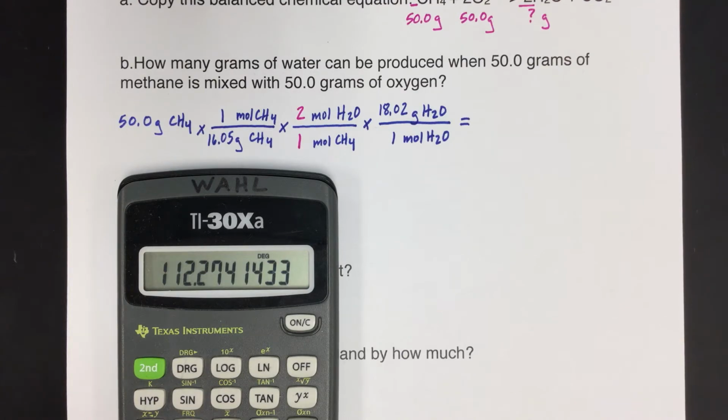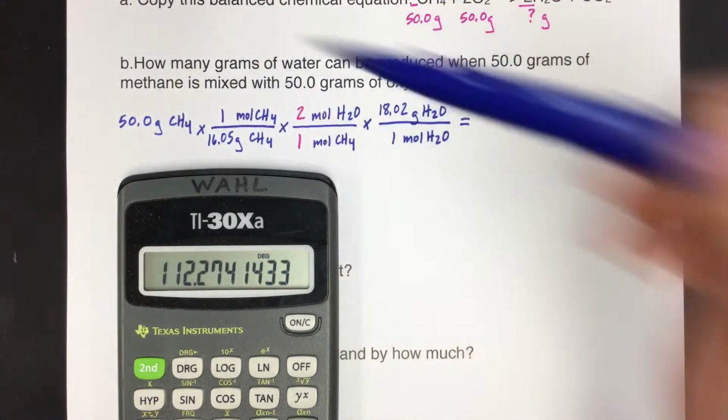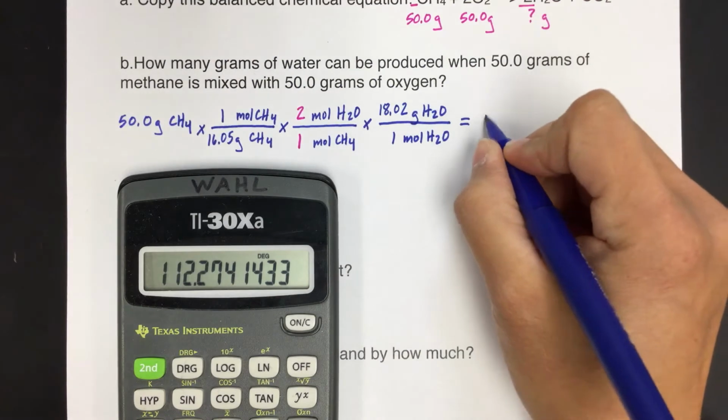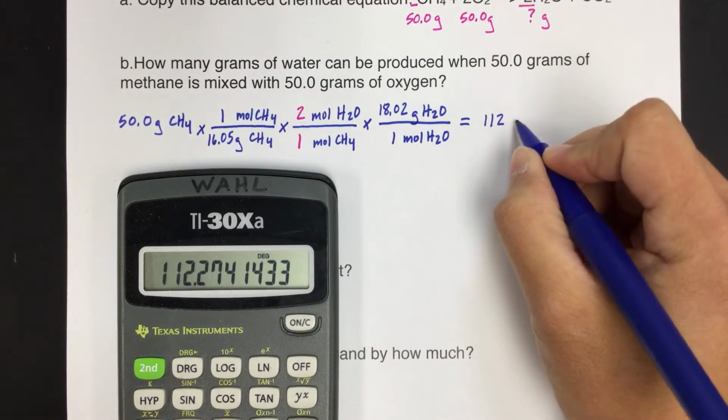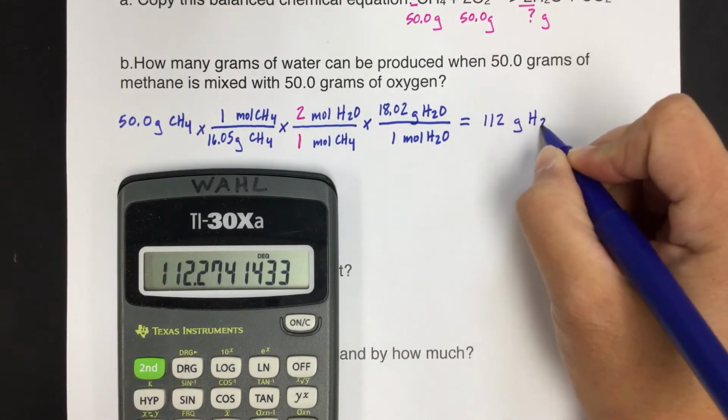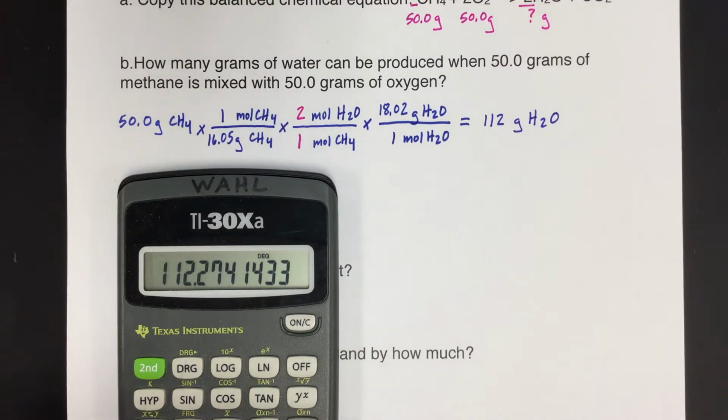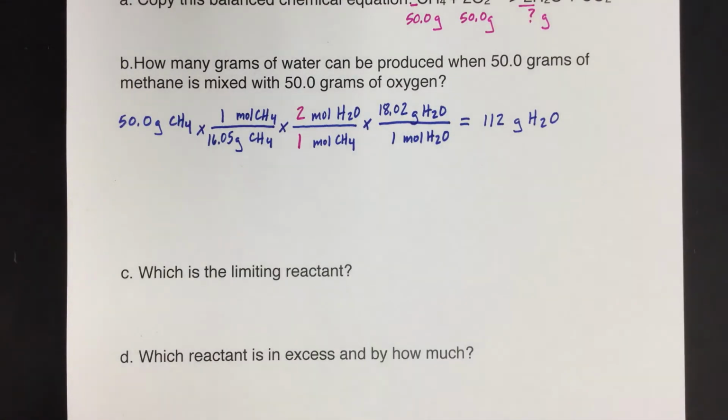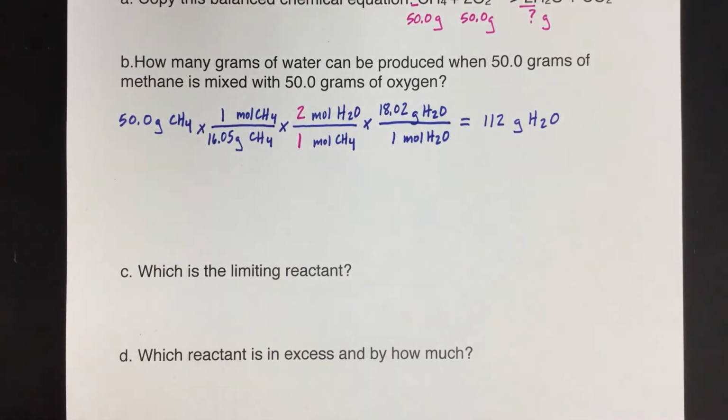And we get to use 3 sig figs because of these. So we get 112 grams of H2O. Now I'm not going to put a box around this yet because I don't know if this is the answer. This is how much water we could produce from 50 grams of methane. What we need to do now is figure out how much water we could produce from 50 grams of oxygen. So I'm going to set up that problem now.